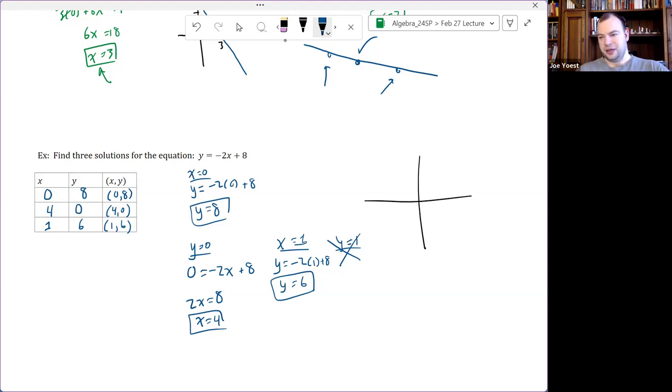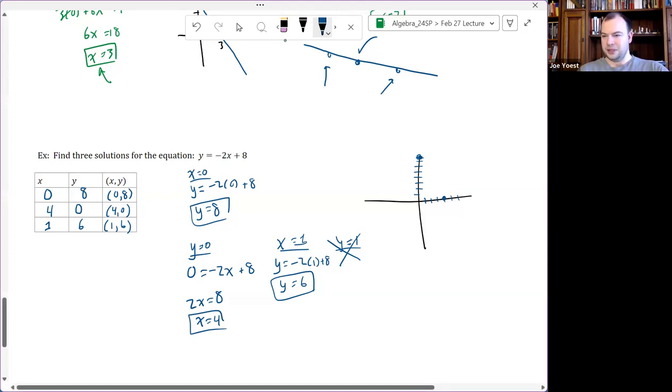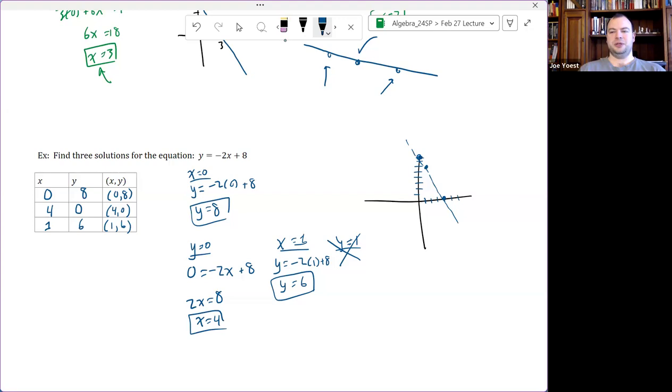So these three, (0, 8), (4, 0), and (1, 6), are going to look something like that. And I can see, again, looking ahead, we haven't talked about drawing these lines, but we do have a straight line that seems to roughly go through all 3 points. Now, you might have chosen a different third point. You might have chosen, say, (2, 4) or (3, 2).